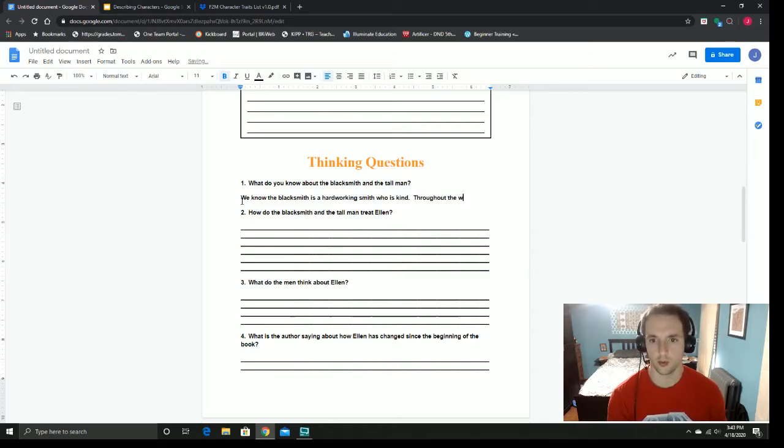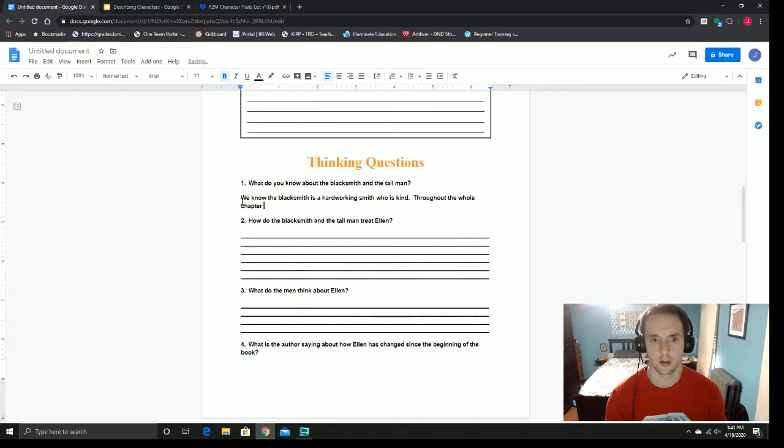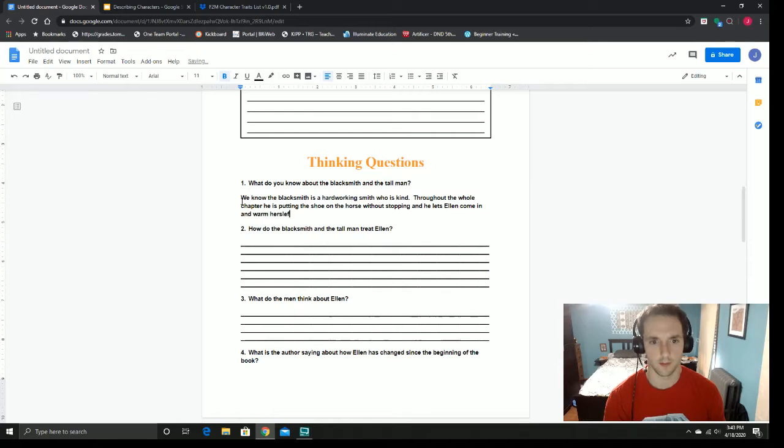Throughout the whole chapter, he is putting the shoe on the horse without stopping. And he lets Ellen come in and warm herself by the fire, even though he didn't know her.